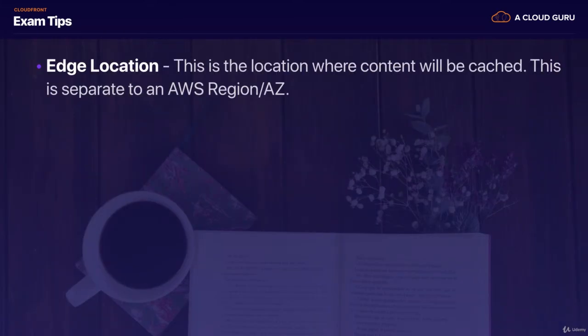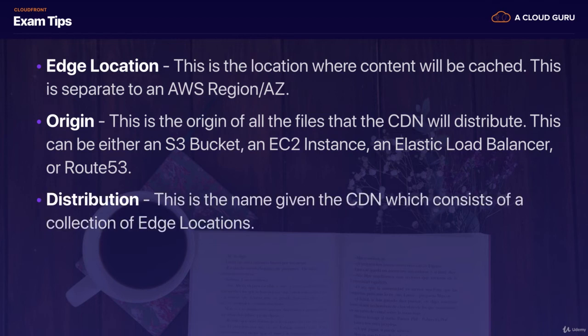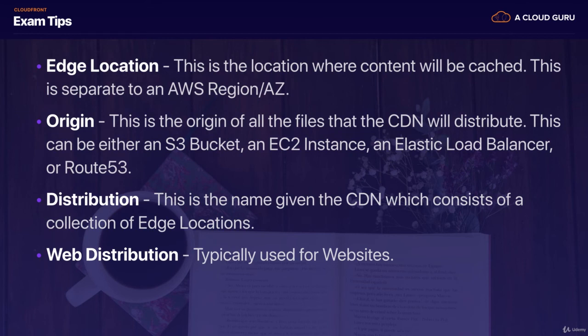So what are my exam tips? Well, just remember what an edge location is. This is the location where content will be cached. This is separate to an AWS region or availability zone. Remember what an origin is. This is the origin of all the files that the CDN will distribute. This can either be an S3 bucket, an EC2 instance, an elastic load balancer, or Route 53. And then also remember that a distribution is the name that's given to the CDN, which is a collection of edge locations. A web distribution is typically used for websites, whereas RTMP is used for media streaming.